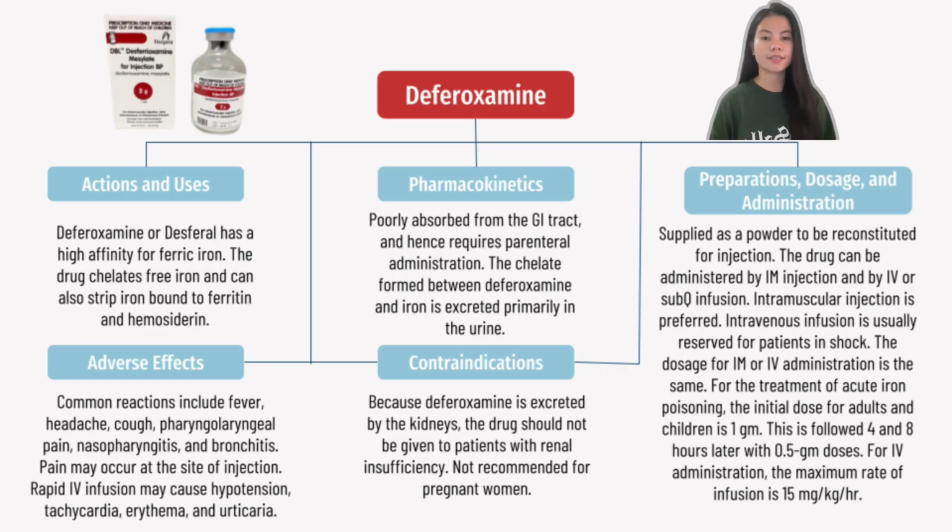First, let's discuss deferoxamine actions and uses. Deferoxamine, or Desferal, has a high affinity for ferric iron, so the drug chelates free iron and can also strip iron bound to ferritin and hemosiderin. Next is pharmacokinetics. It is poorly absorbed from the GI tract and hence requires parenteral administration. The chelate formed between deferoxamine and iron is excreted primarily in the urine.